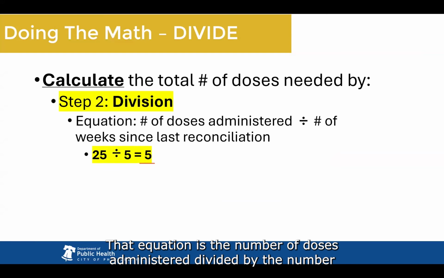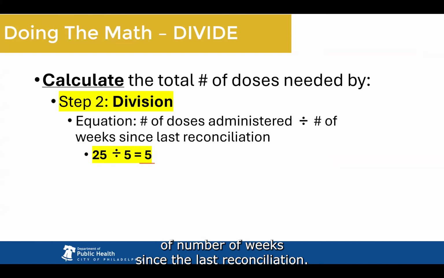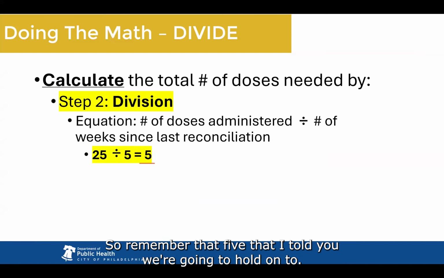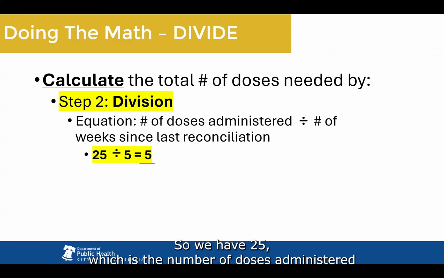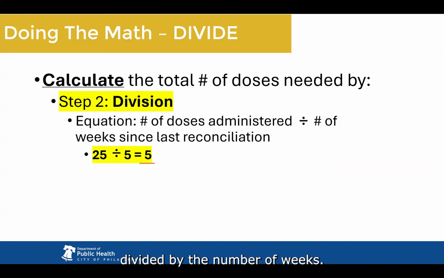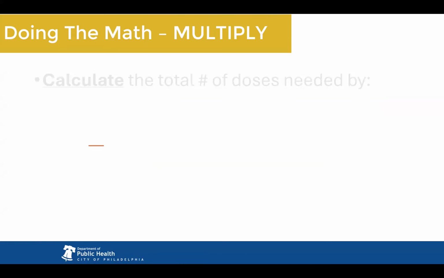That equation is the number of doses administered divided by the number of weeks since the last reconciliation. So remember that 5 that I told you we're going to hold on to? It just appeared. So we have 25, which is the number of doses administered divided by the number of weeks. Now remember, this is a 5-week difference. So that's why we put the 5 in there. And of course, 25 divided by 5 is 5.